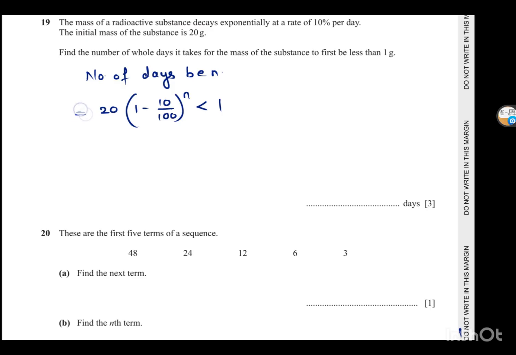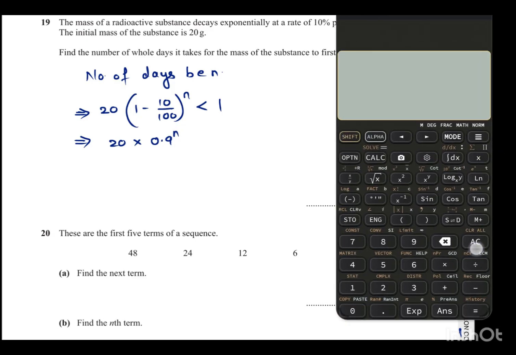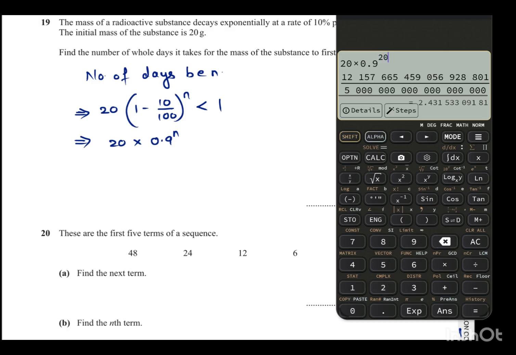So it is 20 into 0.9, because 100 minus 10 is 90, and 90 by 100 is 0.9. So 20 into 0.9 raised to n needs to be less than 1. Just put this in the calculator. If I take n as 10, it's 6.9. So let me go double of it, 20, it is 2.4. Let me go a little further, still more than 1. So let me go one by one now.